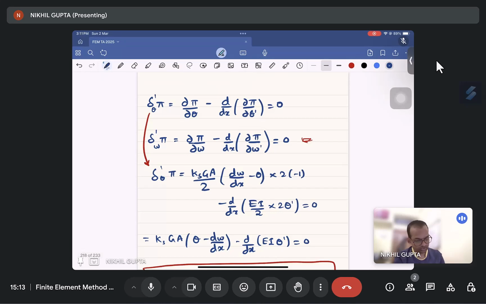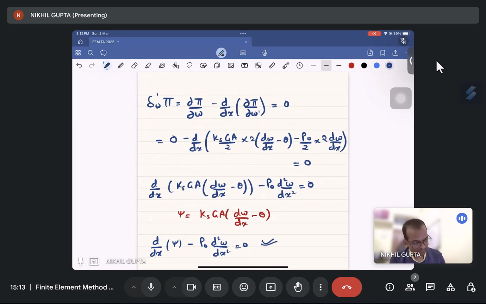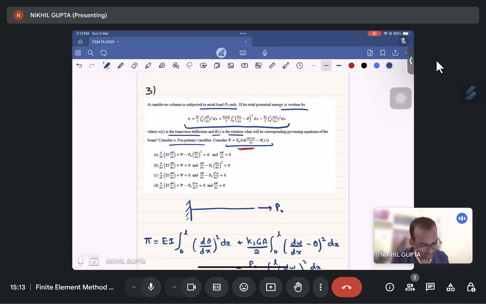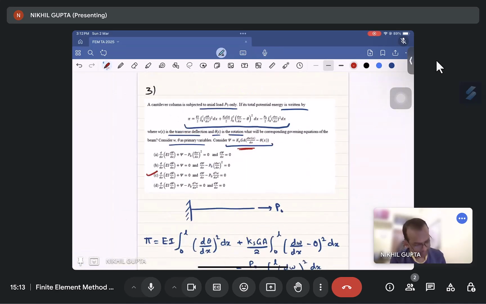Now let's focus on the solution. One more thing, the same assumption we can make in the first equation as well. So that will give you d by dx of EI d theta by dx plus, wait, this is full xi, so this will be xi equals to 0. So this is the equation number 1 we have got, and this is equation number 2. Let's focus on which answer it is. If you see, the answer is C part. This is correct.